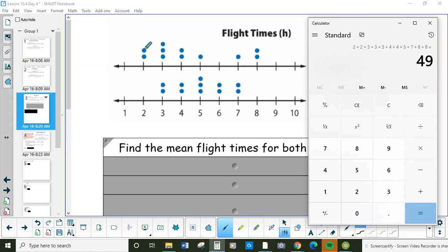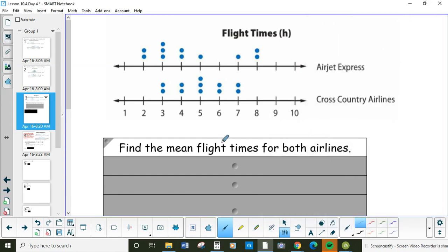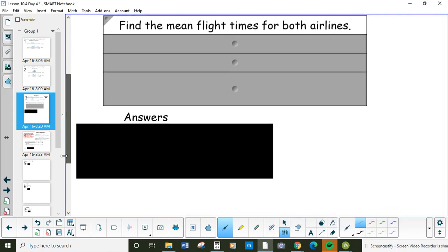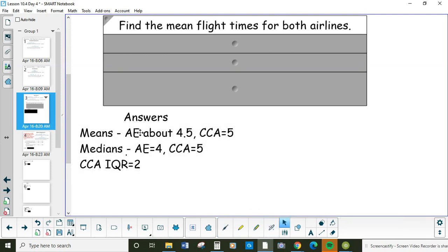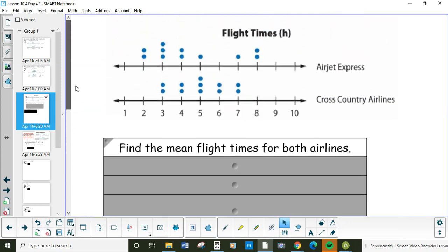And how many numbers do I have? 1, 2, 3, 4, 5, 6, 7, 8, 9, 10, 11. I have 11 numbers, so I divide by 11, and my mean is about 4.5, rounded to about 4.5. So let's check my work there. Yep, the mean is about 4.5 for the first one.